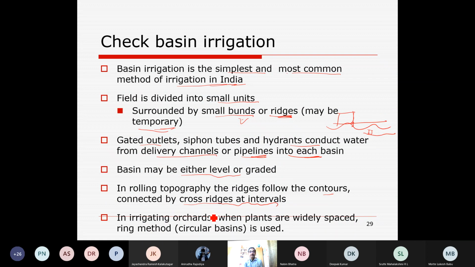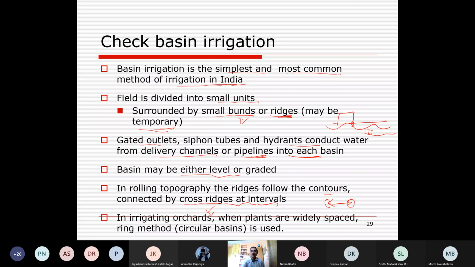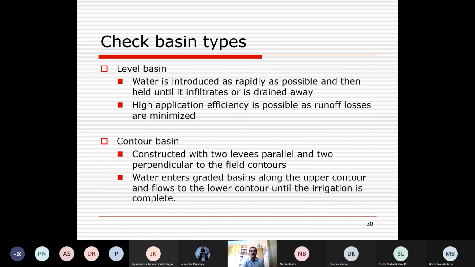And in irrigation of orchards, when plants are widely spaced, like 10 meters or more, with space in between plants, the ring method, which you have seen, or circular basin, is used. So for check basin types, it may be a level basin or it may be a contour basin. Contour means rolling topography, so we can have a contour basin condition there.